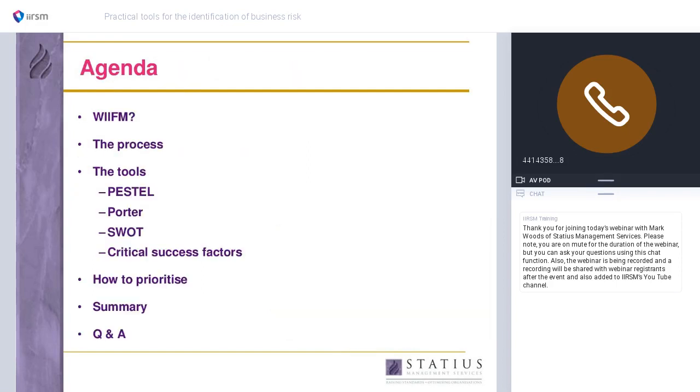So, agenda. What's in it for me? We'll be going through the following: the process of implementing the framework as we describe it, and the principal tools and techniques, which are PESTLE analysis, Porter analysis, SWOT analysis, and critical success factors. Given a raft of information is then being generated, having used those processes, we'll summarise with how to prioritise, and that will be followed with a Q&A.